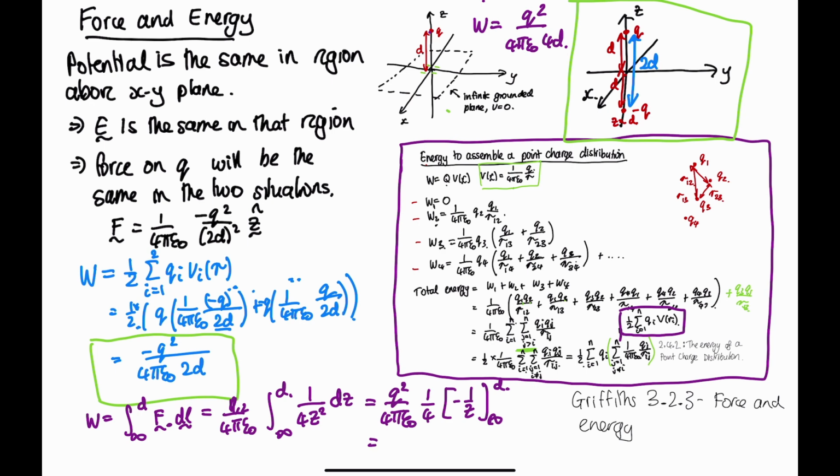And so this is equal to q squared over 4 pi epsilon naught, and we've got 4 on the bottom, and then this is minus 1 on d, minus 1 on infinity. This is 0. That should be plus because it's minus. And so this is equal to q squared over 4 pi epsilon naught times 4 d. I left off the d, which is what we had up here, and which is half the energy to assemble this one.